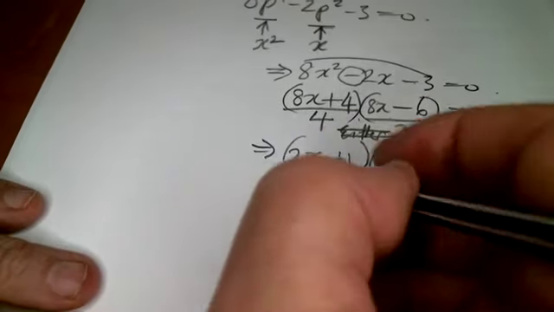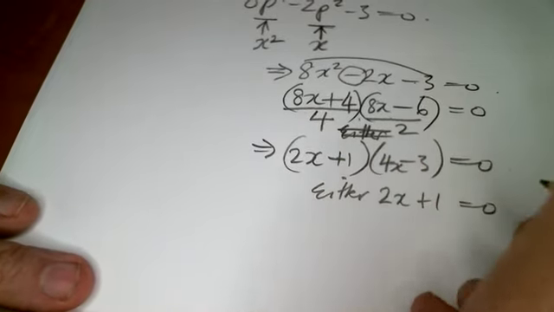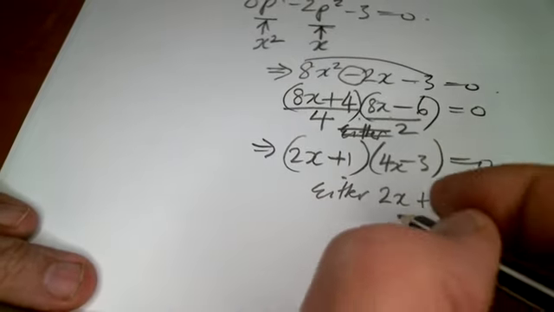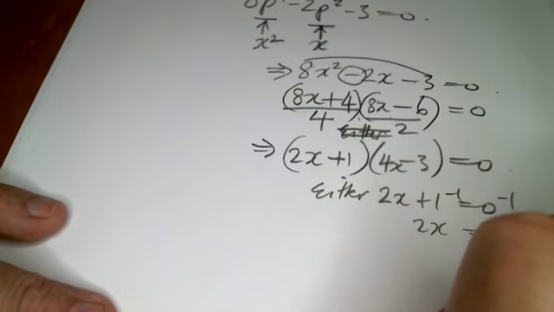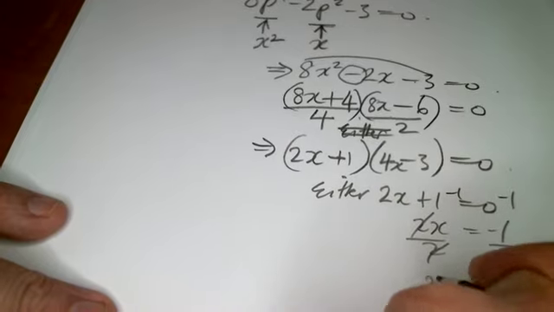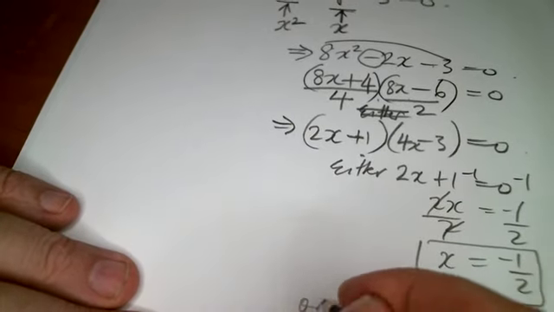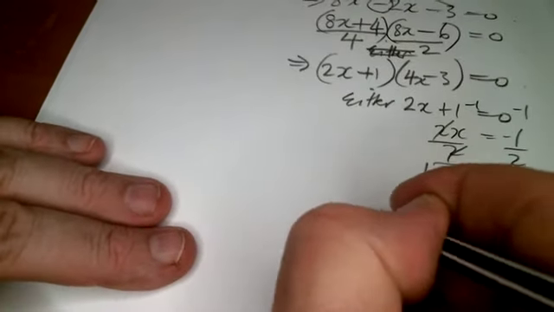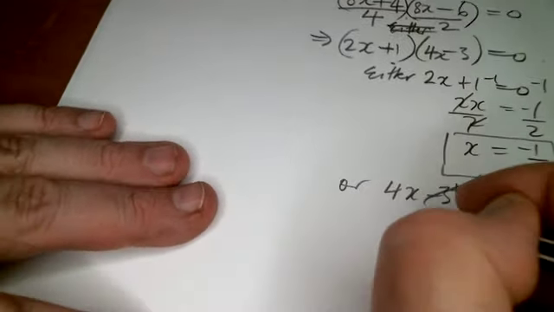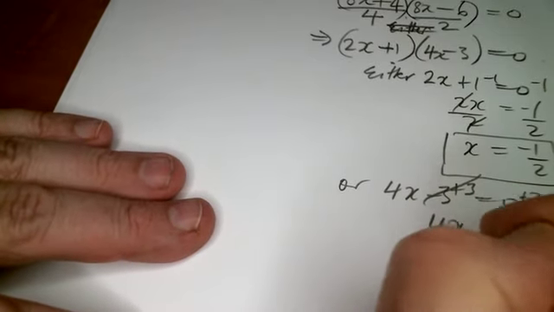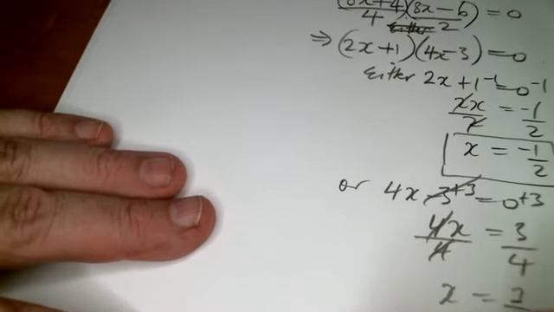All right, so that means that either 2x plus 1 is going to equal 0, or I'll just solve this one out first. If I subtract 1 from both sides, 2x is equal to minus 1, divide both sides by 2, I'm left with x equals negative 1/2. So that's the first one I'm going to try. Or I got 4x minus 3 is equal to 0. So I'm going to add 3 to both sides, so 4x is equal to 3. Divide both sides by 4, and I've got x is equal to 3/4.